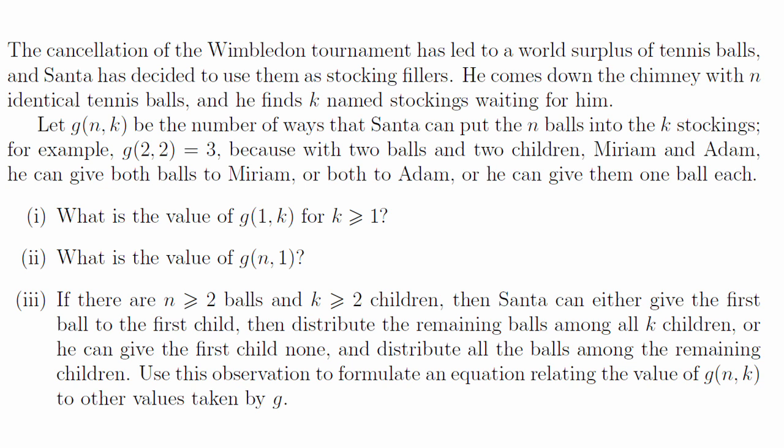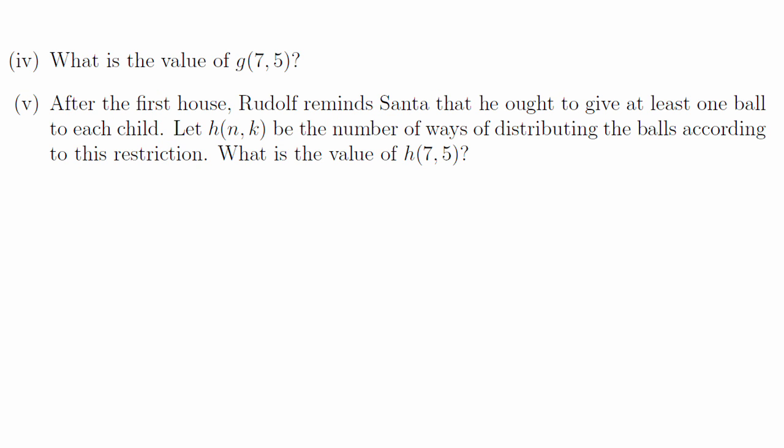In the first case, Santa has to distribute m-1 balls between k children, whereas in the second case, Santa distributes m balls among k-1 children, giving nothing to the first child. These are all the possibilities for g(m, k), so we should add together these two expressions to get g(m, k). Part 4, use the previous expression to express g(7, 5) in terms of g of smaller numbers, apply the facts that g(1, k) is k and g(n, 1) is 1, and we find that g(7, 5) is 330.